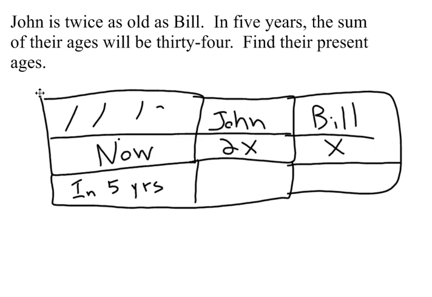In 5 years, these guys are going to be 5 years older. So Bill, if he's x now, I'm going to add 5 to whatever he is. John, he's 2x now. Again, we're just going to add 5 to what that is to know how old he is in 5 years. So now we can use one more piece of information to figure out our answer. So it says in 5 years, okay, so we're using the stuff on this column right there.